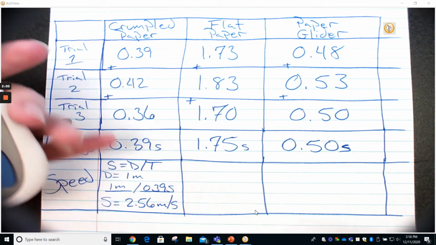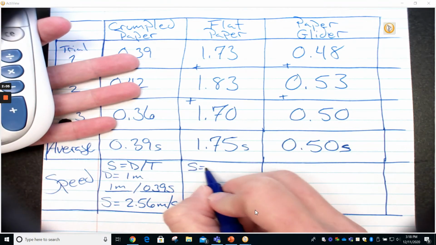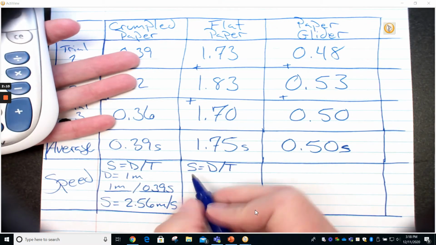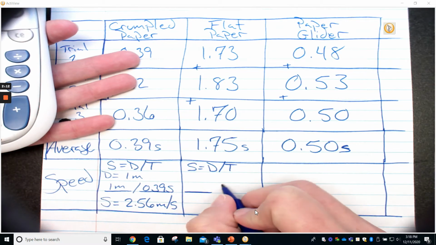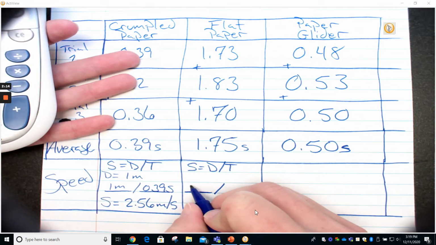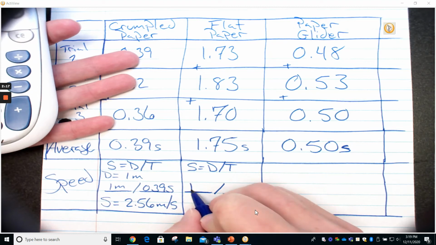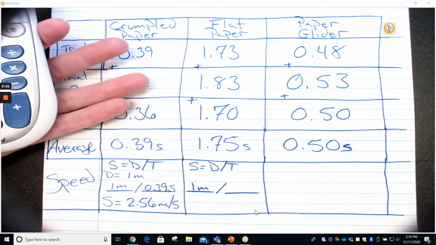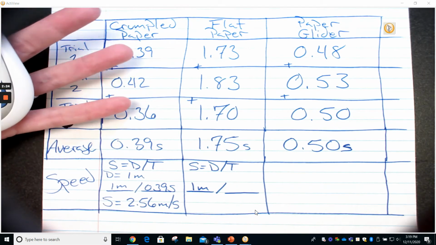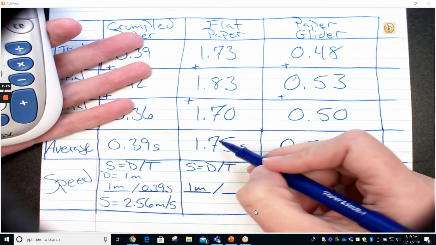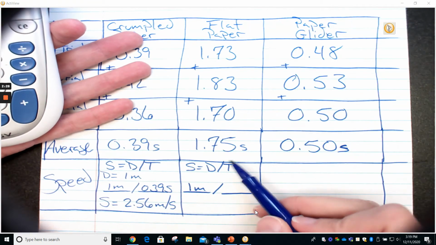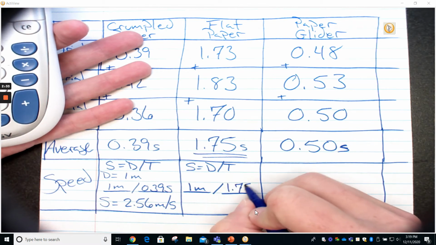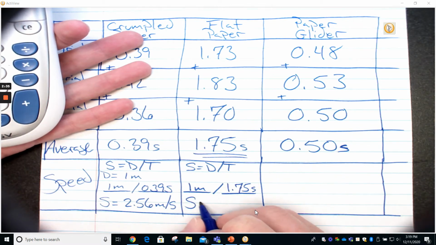Okay, we ready to figure out the next one? Speed equals distance divided by time. Our distance is going to be the same for all of them. So there's a spot for our distance. There's a spot for our time. What was that distance again? 1 meter. That's right. All of us had 1 meter, or close enough that it doesn't count. Remember, if you used a tape measure, that's totally fine. Now, what was our time for our flat paper? We figured up the average time, and this is it right here, 1.75 s for seconds, and then here we'll put our answer.